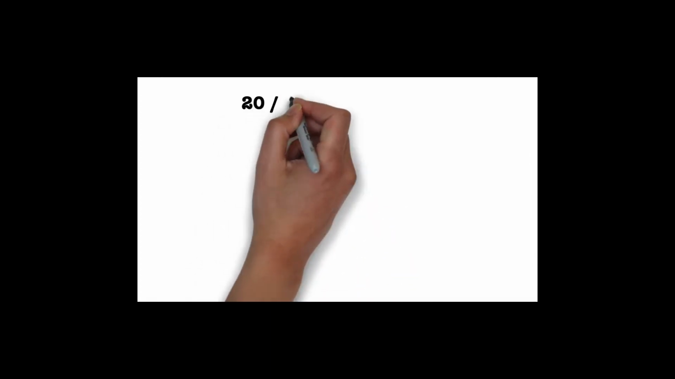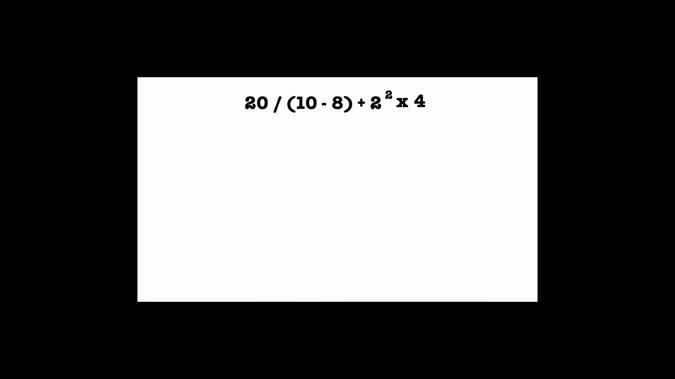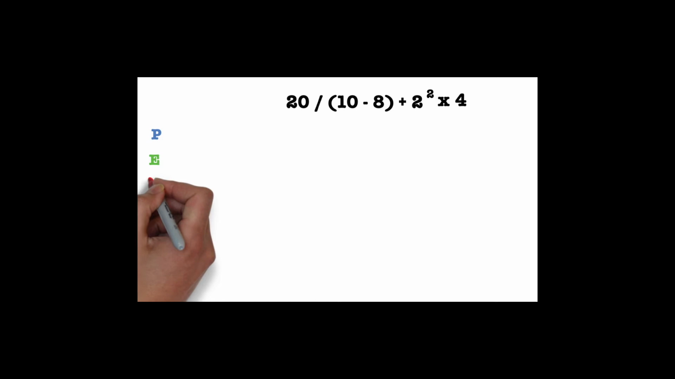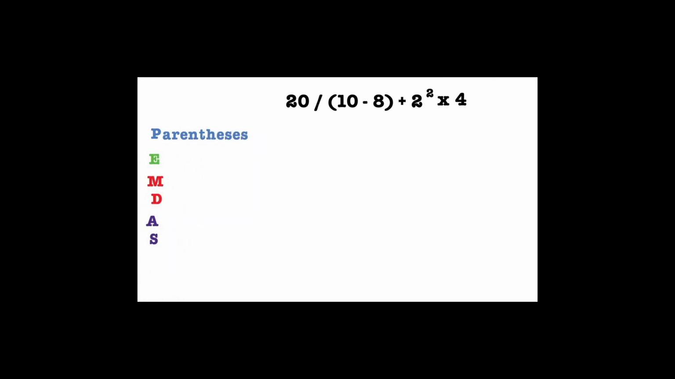Let's take a look at the steps involved when using the order of operations to simplify the problem 20 divided by (10 minus 8) plus 2 squared times 4. We have an acronym, PEMDAS, to help remind us of these steps. The P represents the first step, which is to solve the parentheses. Notice this problem has 10 minus 8 inside of the parentheses. If we subtract 10 minus 8, we get a difference of 2.